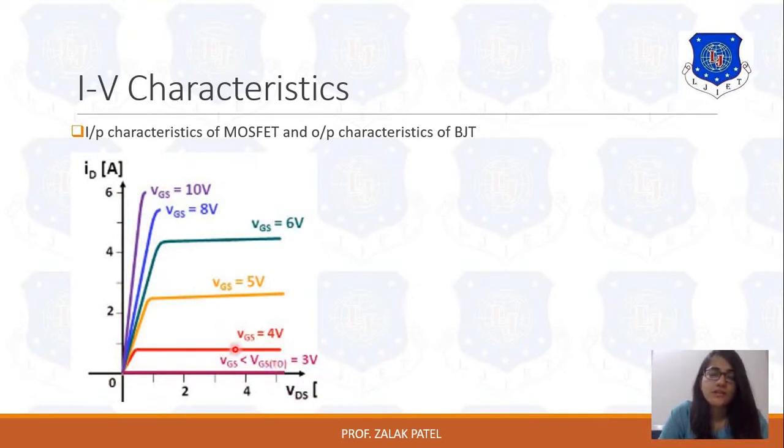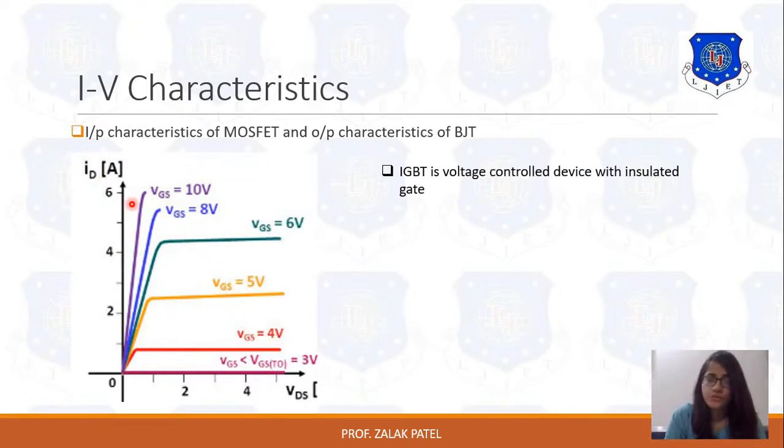Here you can see that for different values of gate to source voltage, as the gate to source voltage increases, for 3 volt the drain current is less. After that, if we increase the VGS, then it also increases the drain current. So IGBT is a voltage control device with insulated gate. This is the biggest advantage of IGBT over BJT, that BJT is a current control device and IGBT is a voltage control device because it is insulated by the gate.